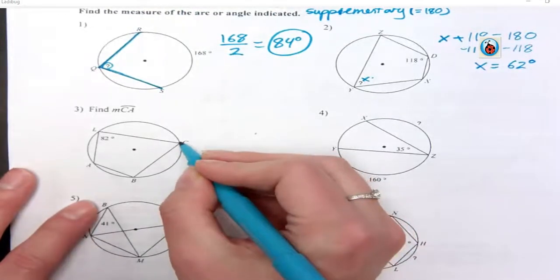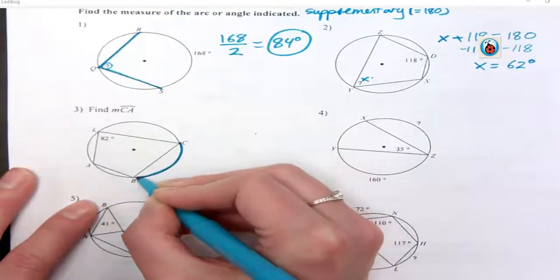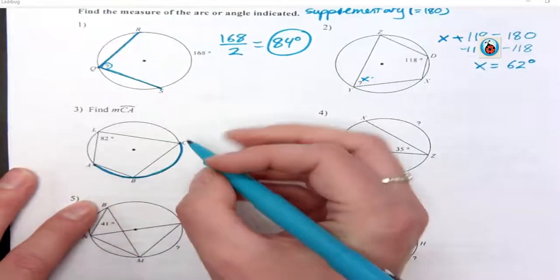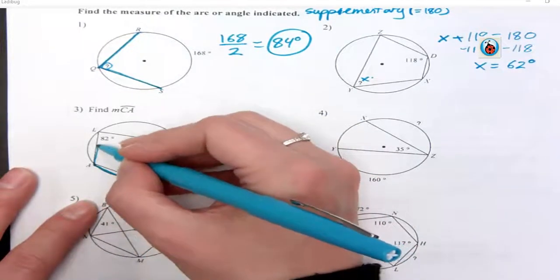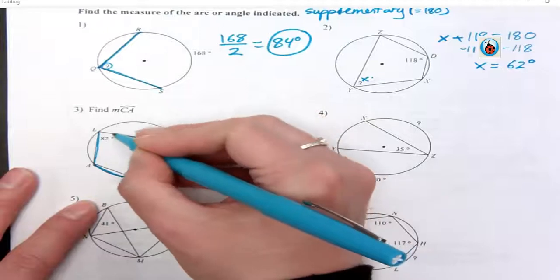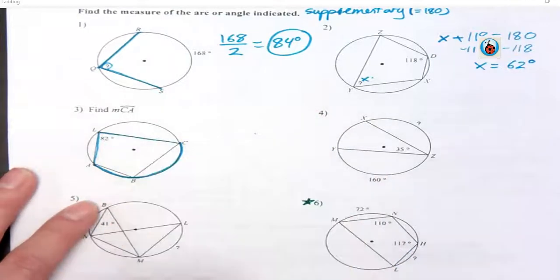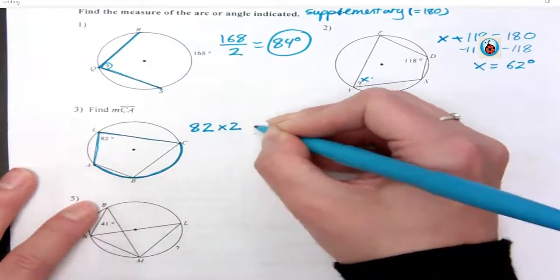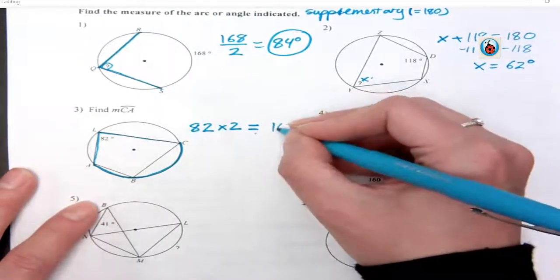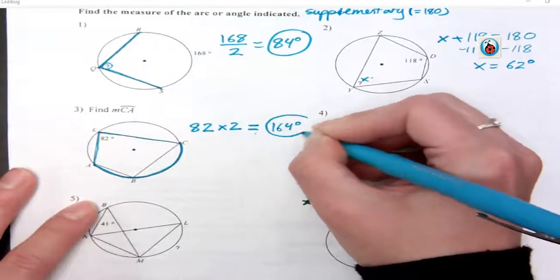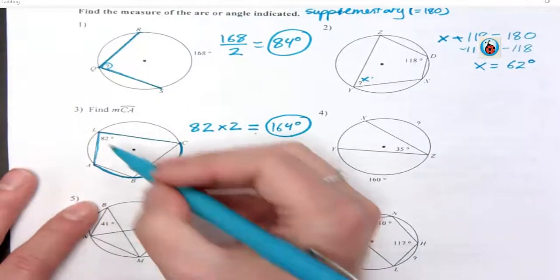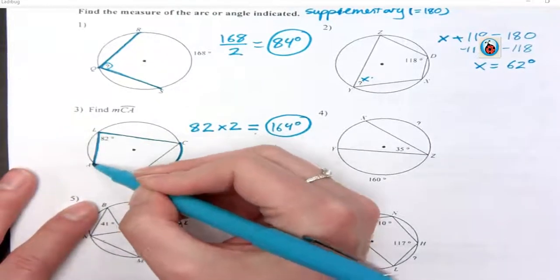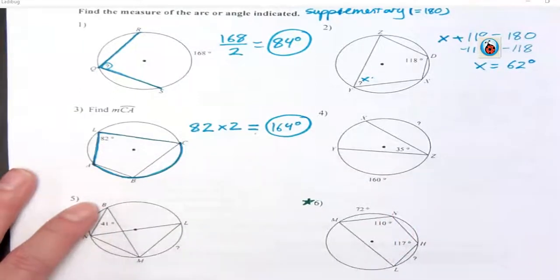All right, next one's also very easy. It asks us to find CA. And so this time we just follow through and realize CA is our arc that goes with that inscribed angle. So I just take 82 times 2 to get 164 degrees. So there's a few more lines here, but we still follow through. Hey, what is CA connected to?